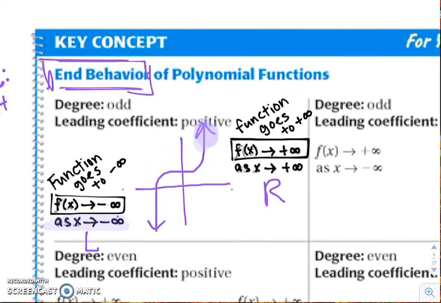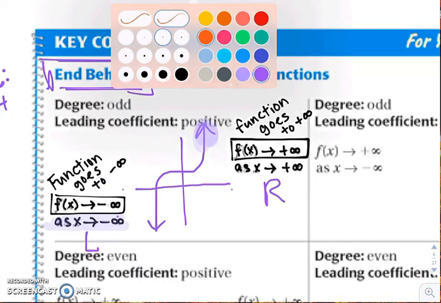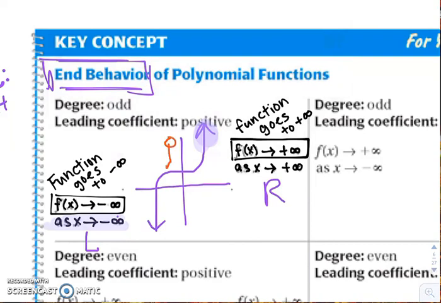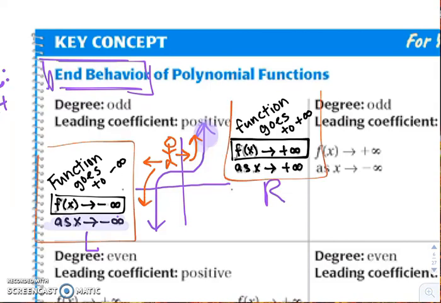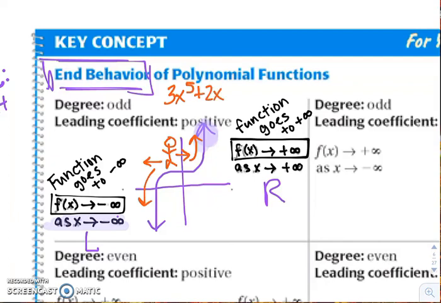And I like to think of it as if there was someone standing on your function. As they walk right, they're going to eventually go up. As they walk left, they're going to end up going down. And that's what these items here are telling you guys. So if your degree is odd and your lead coefficient is positive, so something like 3x to the 5th plus 2x squared minus 7 or something like that. Positive coefficient, odd exponent.